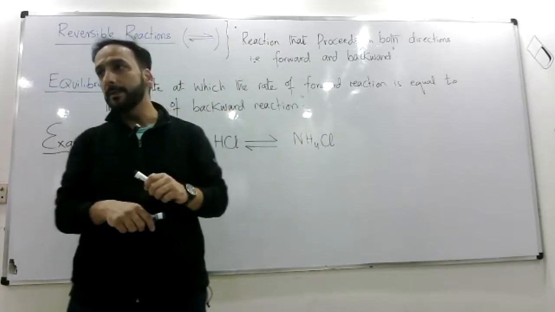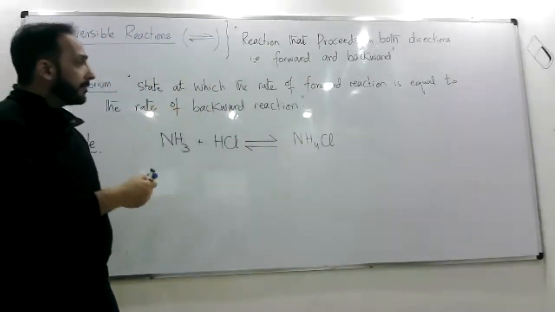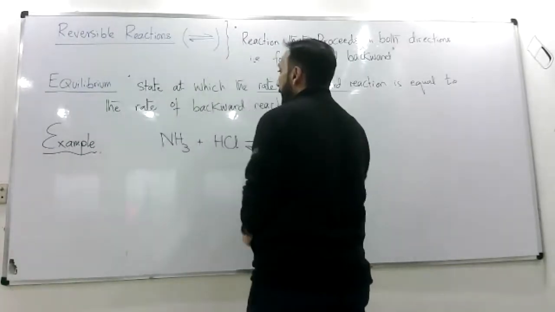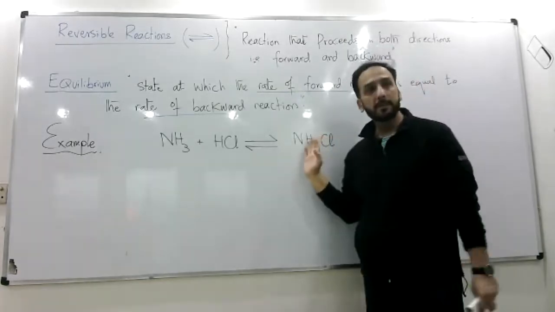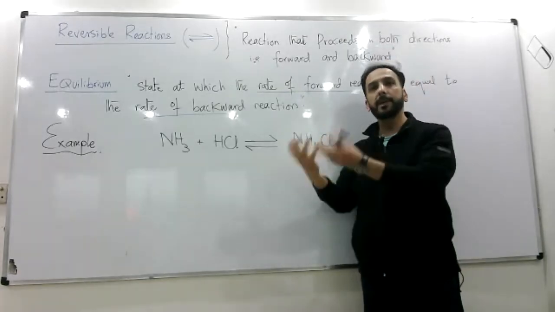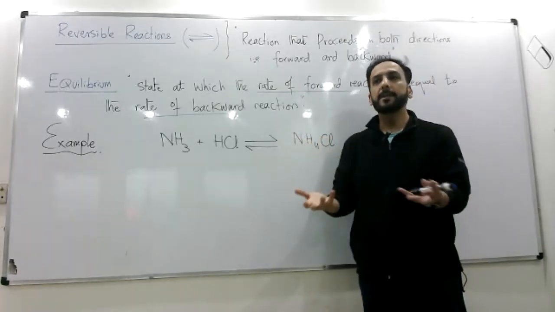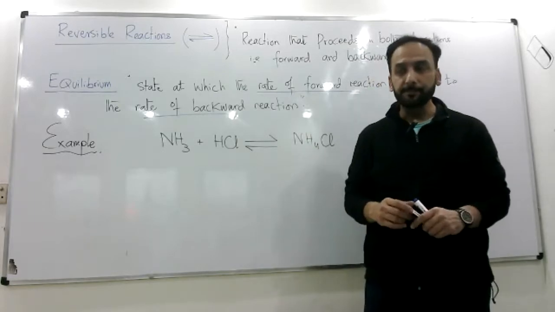And why does it happen? Because the rate at which the forward reaction is happening equals the rate of backward reaction. जितने product molecules बन रहे हैं, उतने वापस break down हो जाते हैं. That is what we say the reaction is now at equilibrium, right?